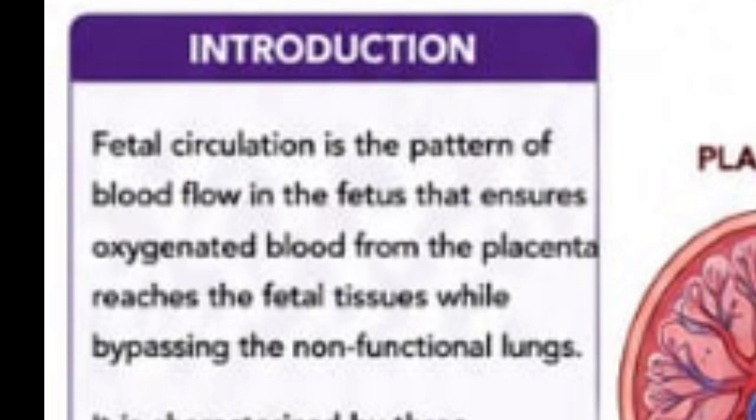So again, it is the pattern in which the blood flows between the mother and the child, and also within the child's body, because the child produces blood, but the blood cannot be oxygenated in the child. Why? Because the child's lungs are non-functional. So the child needs the mother to help oxygenate the blood in order to take it back to circulating within the body. The movement of blood between the mother and the child, and within the fetus itself, is called fetal circulation.